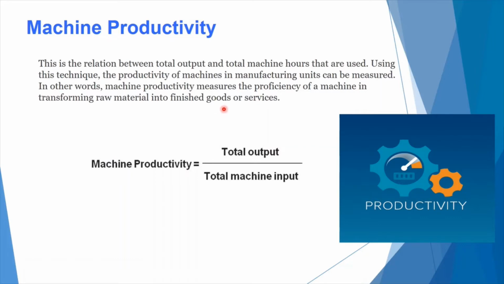The productivity is a proficiency of a machine in transforming raw material into finished goods or services. We have the formula here: machine productivity equals total output over total machine input.